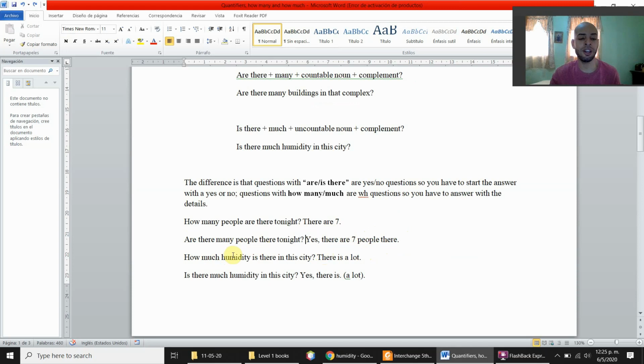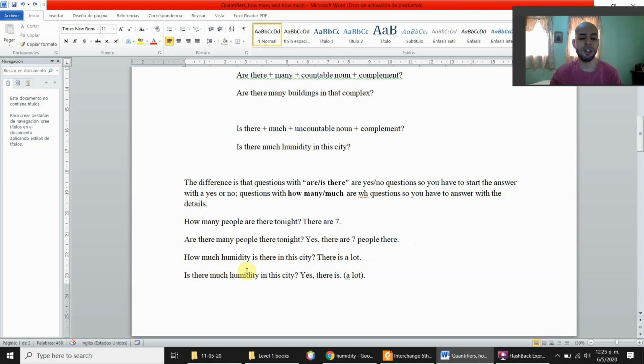How much humidity is there in this city? You can answer, we have to answer with the details. There is a lot. You're being specific. How much? There is a lot. Not very specific, but answering with a quantifier.